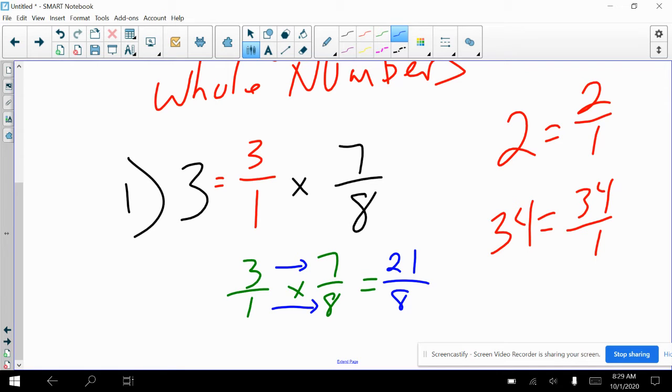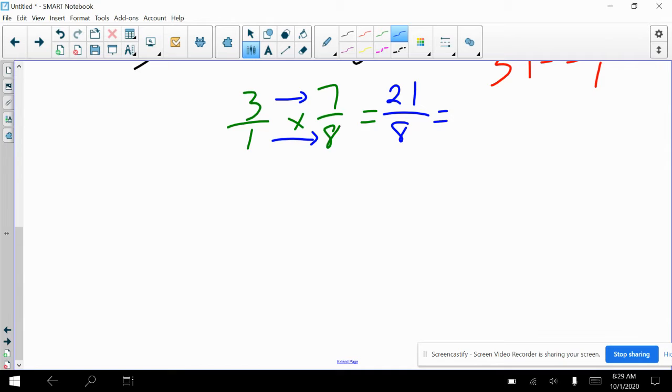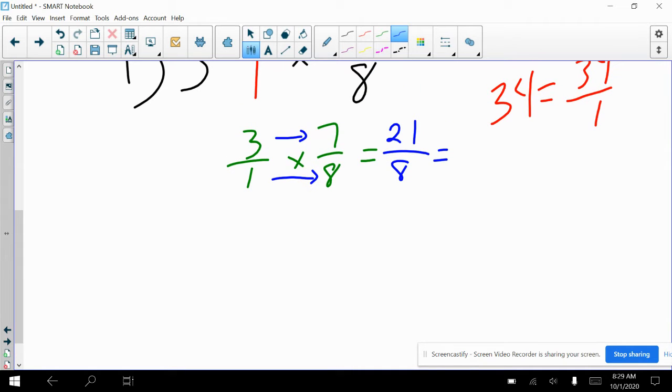Is that an acceptable answer? 21/8. Well, first of all, what kind of fraction is it? Just yell it out. It's an improper fraction. Do those exist in the world? No, they don't. That means we have to do what to it? Turn it into a mixed number. Do we know how to do that?